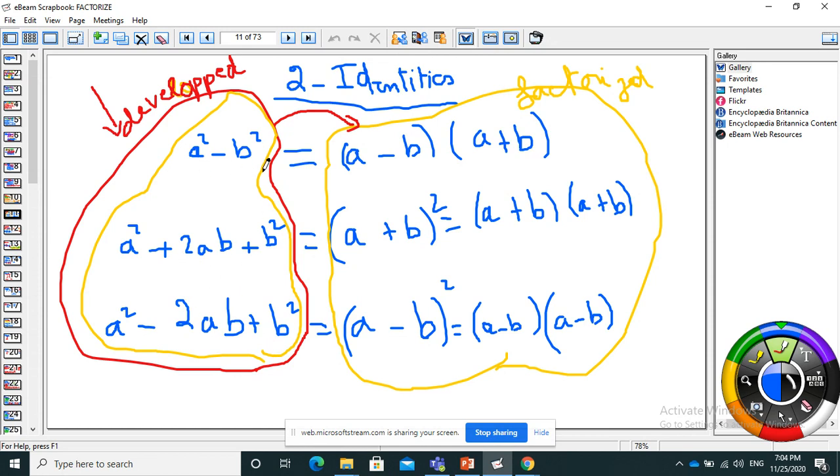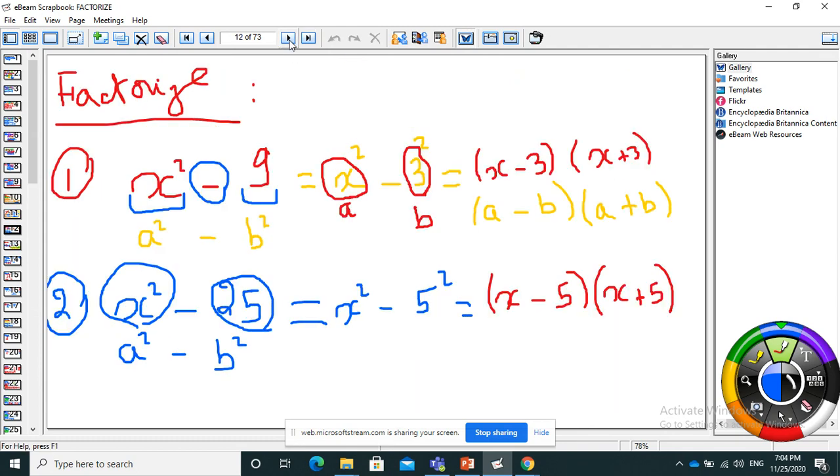I can see two terms separated by minus, squared minus squared. Or three terms, where I have two perfect squares, and in the middle I have 2ab or minus 2ab. How are we going to use this? We will see it. For example, if I tell you to factorize the first one, I can see easily that I have two parts, x squared and 9. I will ask myself the following questions. First, is there a visible common factor? Second, if it doesn't work, I will go to the identities. Do we have anything in common between x squared and 9? Nothing in common. So I will go to the second question.